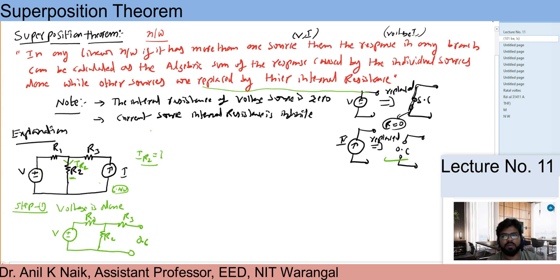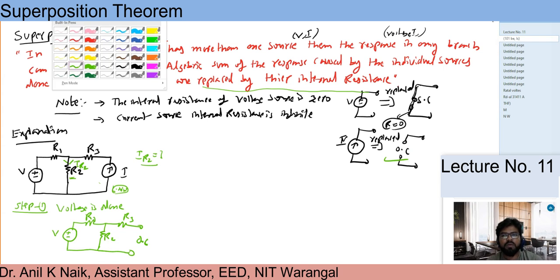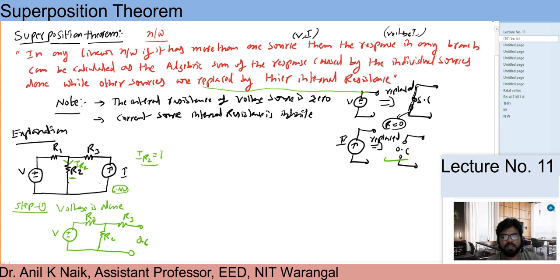Now, what is the response in R2 due to that voltage source? That is what I need to find here. Now see here, it is an open circuit. As the circuit is open, current is circulating only through this closed circuit here. So whatever current is flowing here, the same current is flowing through R2.